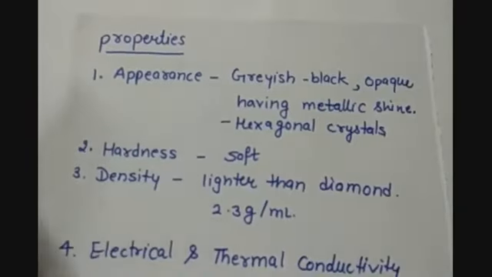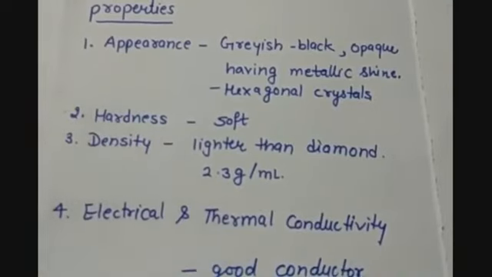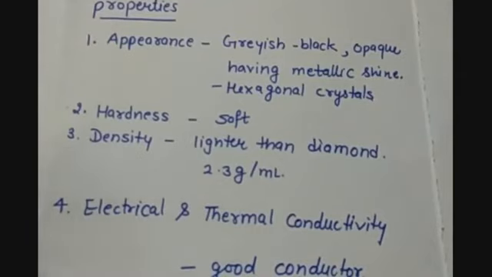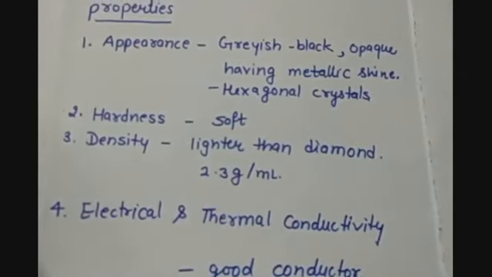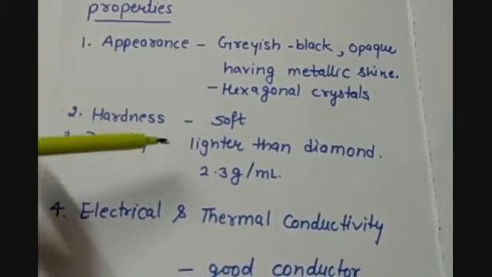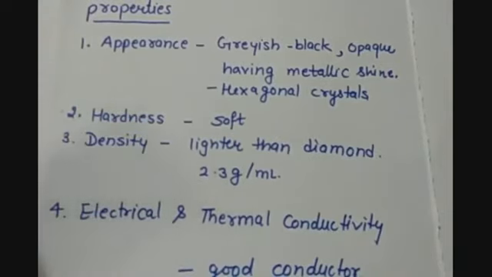Now let us see the properties of graphite. In appearance, graphite is greyish black and opaque, having a metallic luster, and it is arranged in hexagonal crystals. About hardness, graphite is a soft non-metal, and it is lighter in density than diamond, because diamond has a density of 3.5 grams per milliliter, and graphite has a density of 2.3 grams per milliliter, and hence it is lighter than diamond.